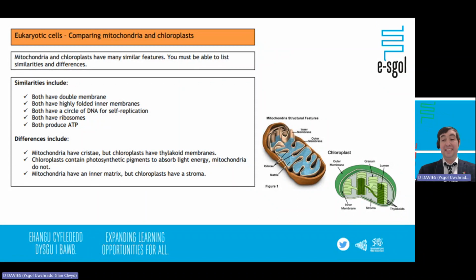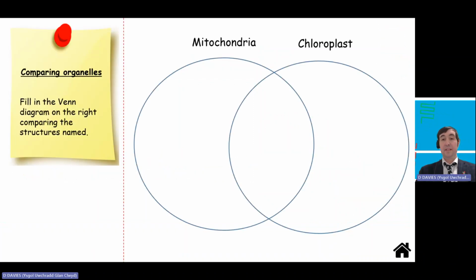You know, an easy way of doing a comparison is like this for your mitochondria. Okay, so a Venn diagram. So what are the structures in a mitochondria? What are the features of a mitochondria? What are the features of chloroplast? And are there any that fit them both?